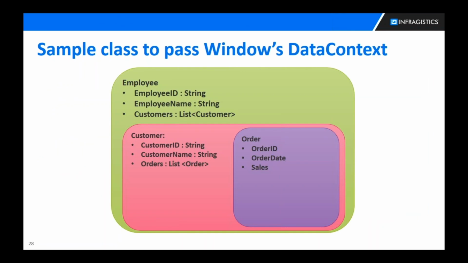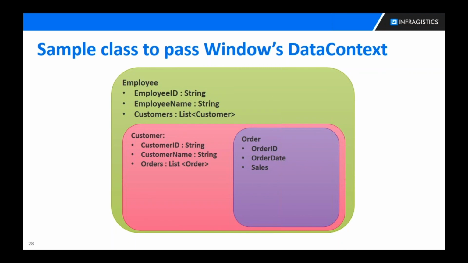So I architected the classes. I'm going to provide a class with the employee, which has three properties. One is the employee ID, which is a string. Another one is the employee name, also a string. So you can store the data here.